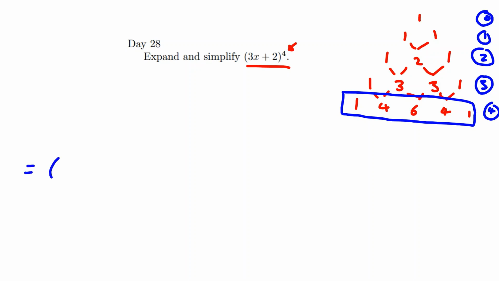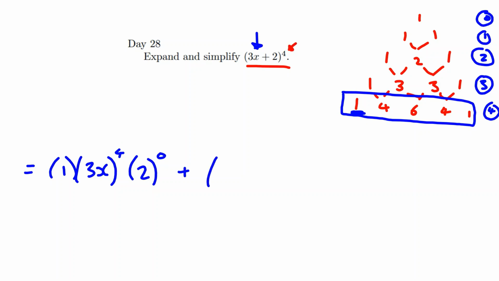What we do is we start by writing our coefficient here. We take our first term, so our first term is the 3x, and we put it to the power of 4. We then write our next term, and we start with the power of 0. Now notice how this power and this power add together to give you the power of the bracket that we're expanding.